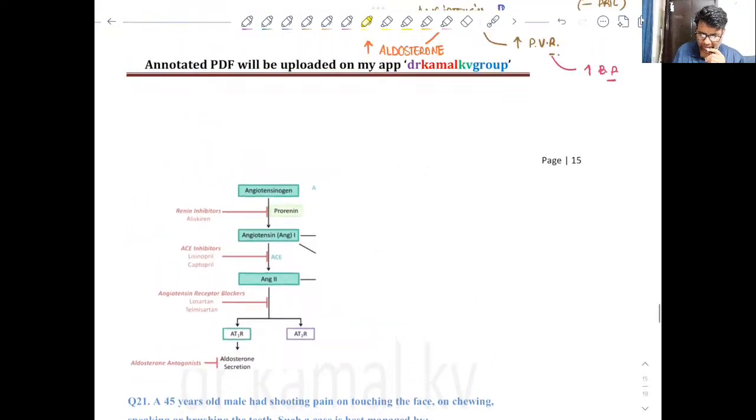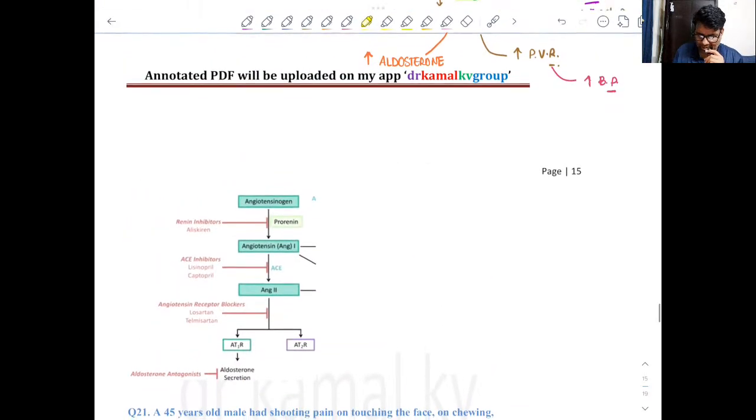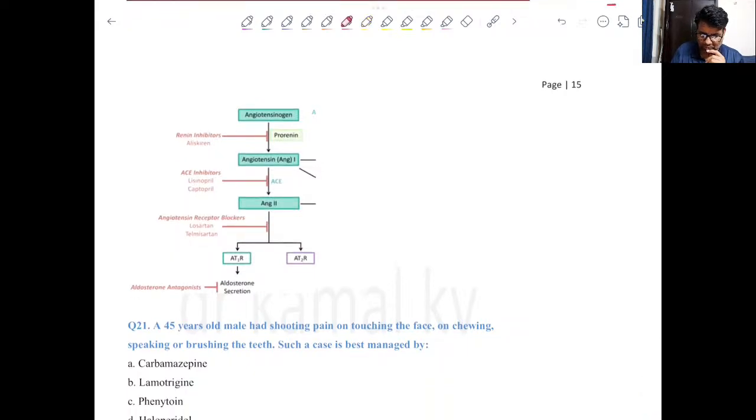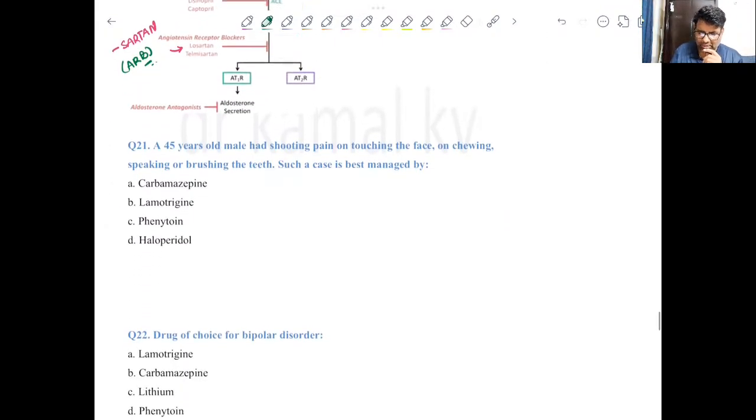And here, angiotensin receptor blockers are the losartans, that is the sartans. Okay, so these are sartans, the angiotensin receptor blockers. Fine. So the sartans. Chalo, next question.